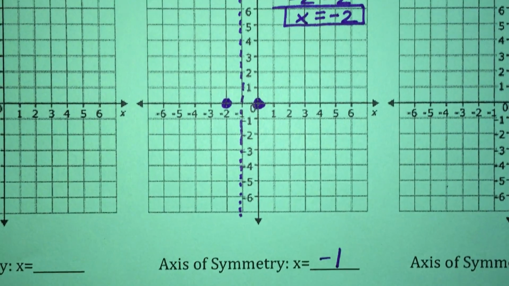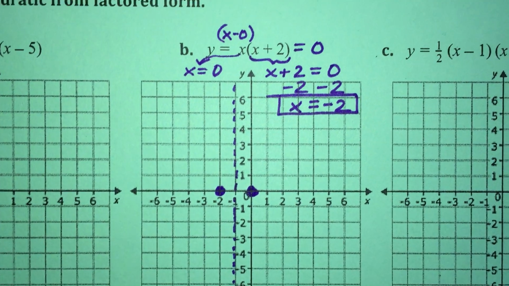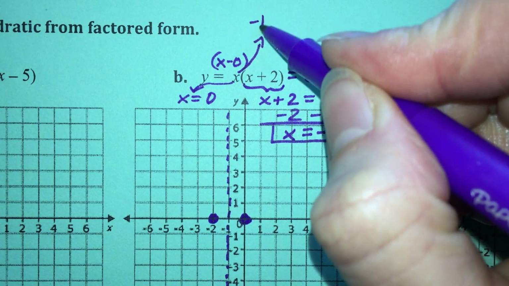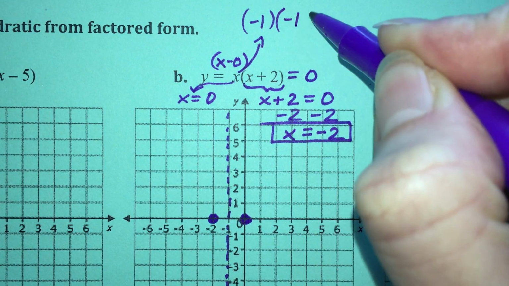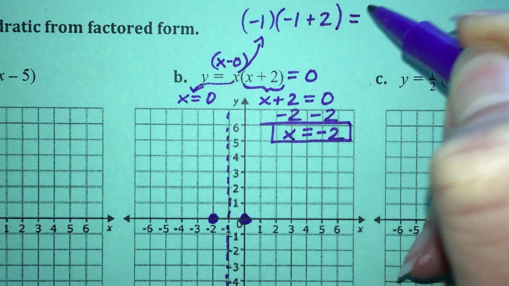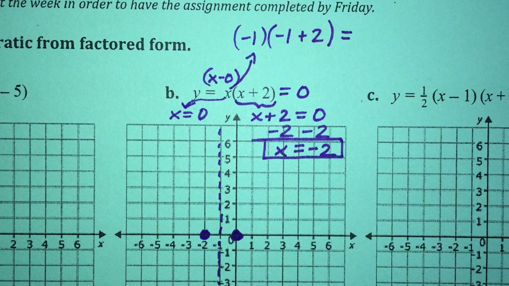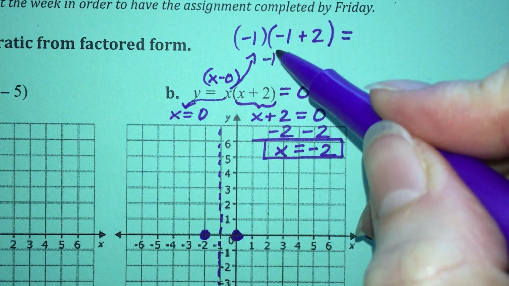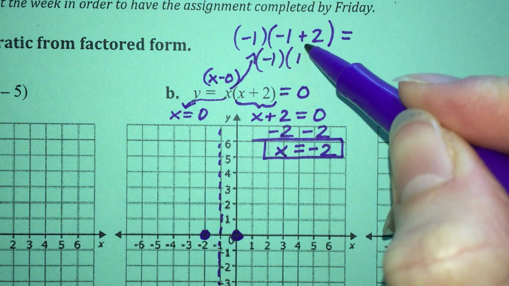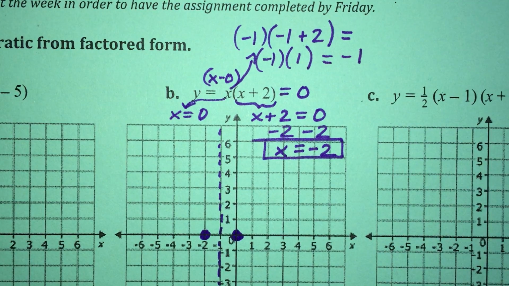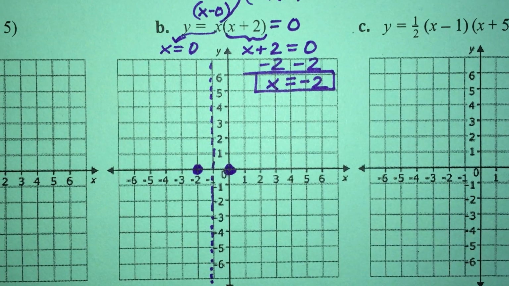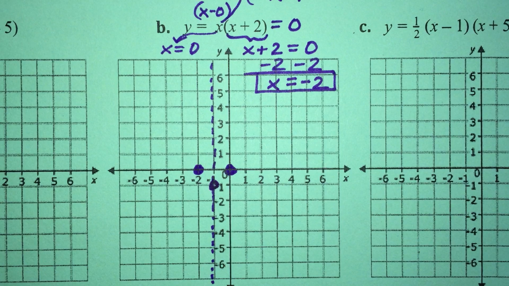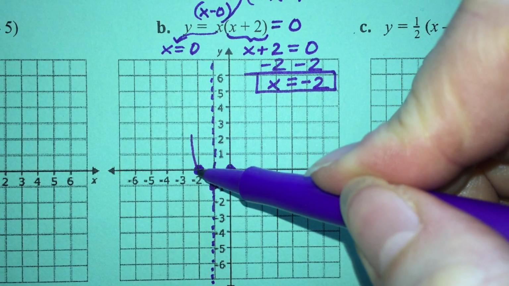Plug in that x value to find the y value of the vertex. So back to the original equation, we're just going to plug in, I'll put it up here somewhere. So it's negative 1 for x times negative 1 plus 2. In this case, it doesn't equal 0. We're just trying to find out what that equals. So negative 1 times positive 1 equals negative 1. So here we can plot that y value right here at negative 1. Once we have those 3 points, that's sufficient to draw your parabola.